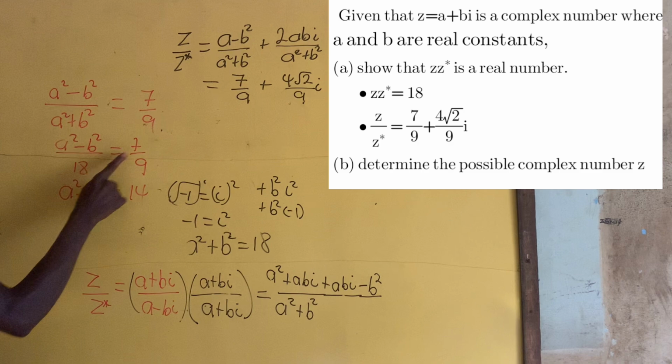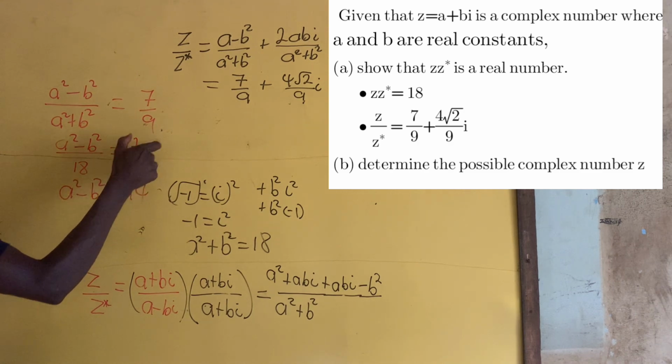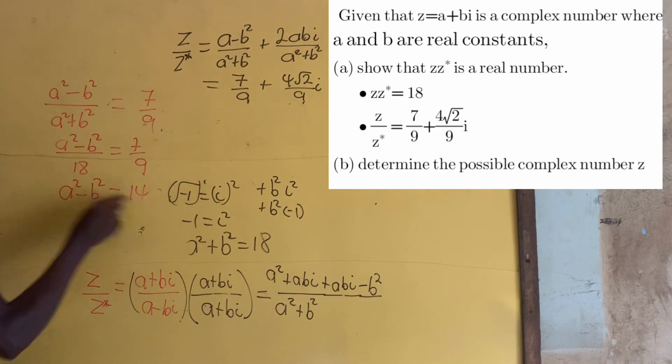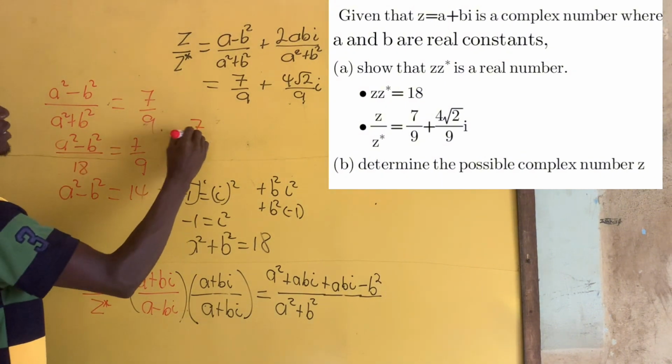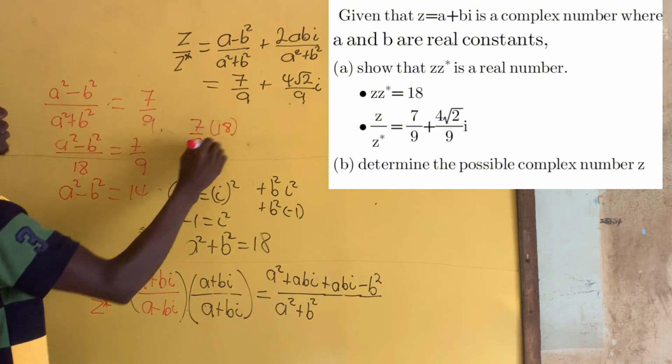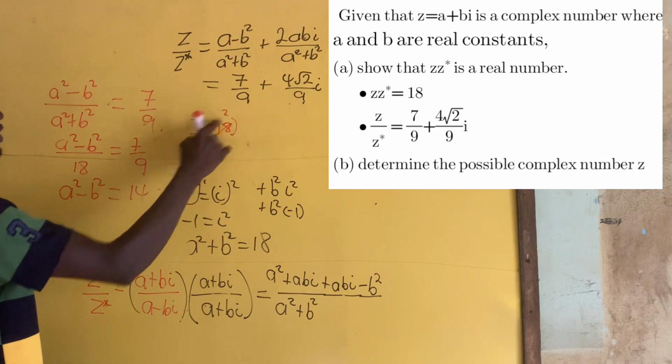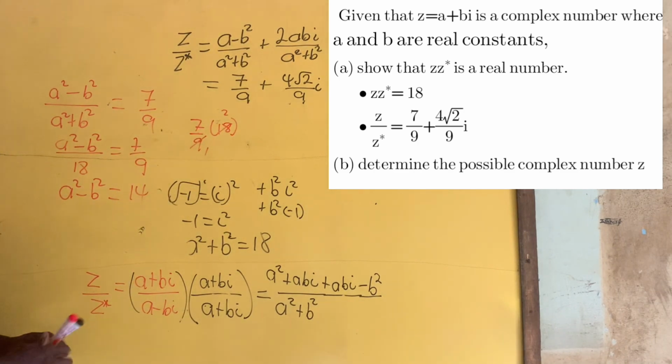Wow, 18 multiplies this, 9 will divide the 18 to get us 2. 7 times 2 gives 14 in a very simple way, right? This is 7 on 9 times 18. 9 goes here 1, 9 goes here 2, 7 times 2, 14. Wow. Okay.